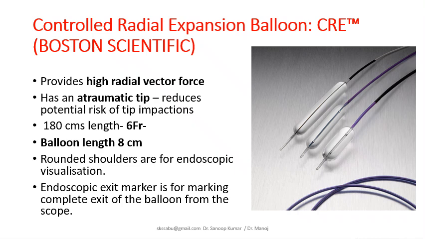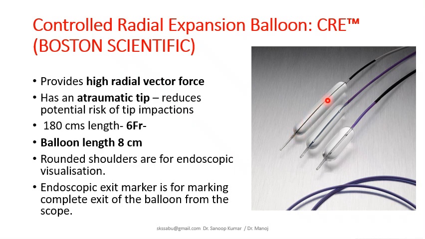So the controlled radial expansion balloon dilator, the CRE, is produced by the Boston Scientific Company. It has a special material which allows three different diameter dilatations with a single balloon dilator. It provides radial vector forces so that dilatation happens. It has an atraumatic tip, and this is the balloon. The total catheter is 180 centimeter long for the CRE balloon, and CRE is a trade name of Boston Scientific itself.